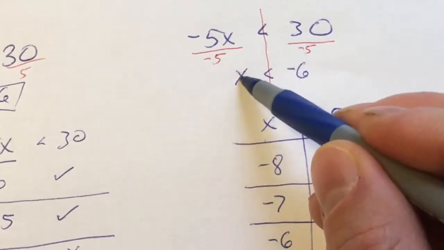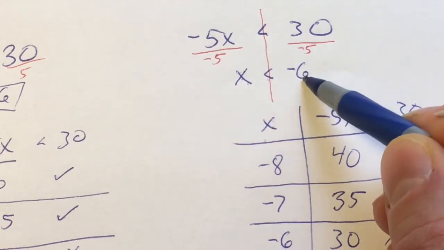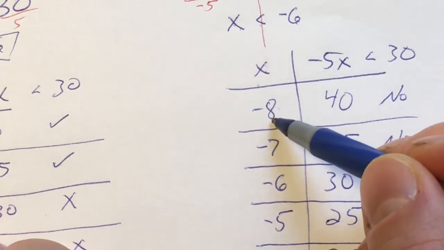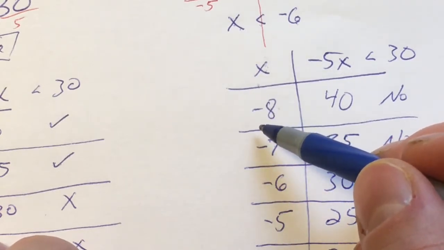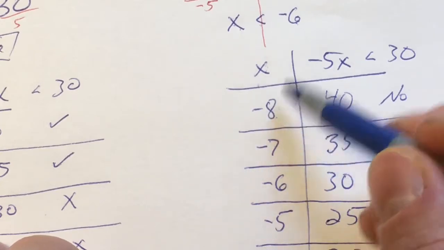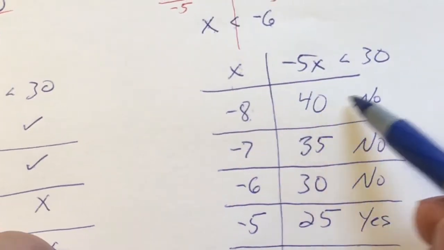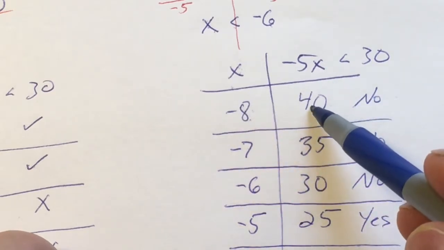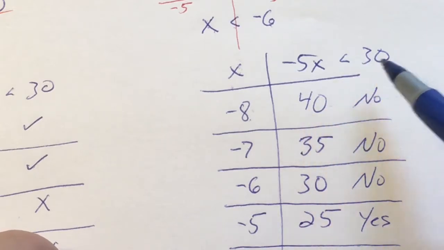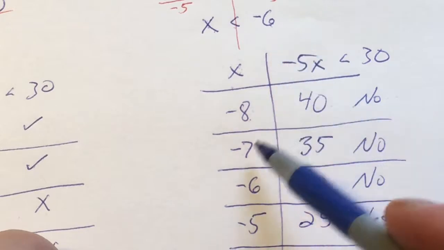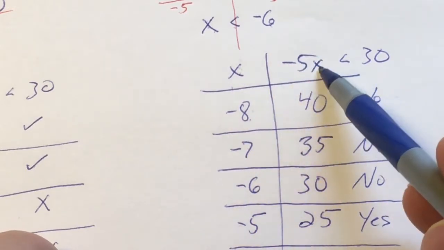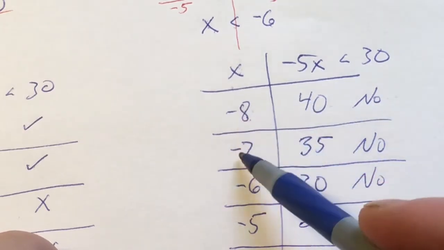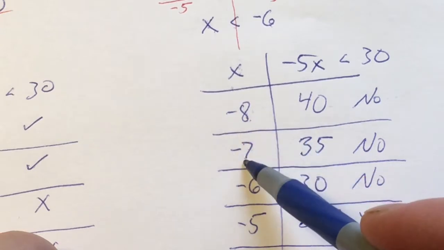When I did out this solution, I thought x had to be less than -6. Well, these are the numbers that are less than -6, right? Think of temperature. Which temperature is less than another temperature? -8 is a lesser temperature than -6, and yet we said no, right? When x is equal to -8, it comes out to 40, which is not less than 30. That's weird, right? -7 is less than -6. And when I put -7 in, -5 times -7 is positive 35, and that's not less than 30 either. So these numbers that are supposed to be, -8 and -7, these are supposed to be part of my solution.